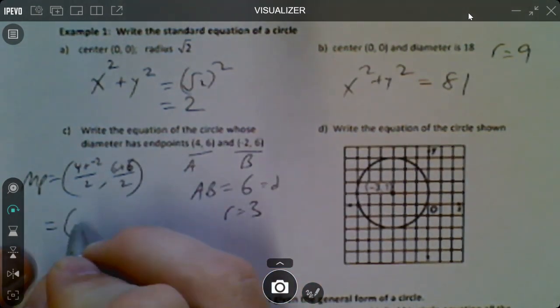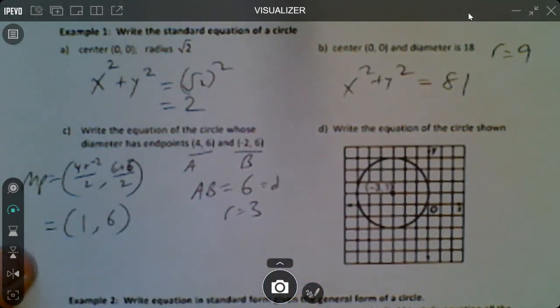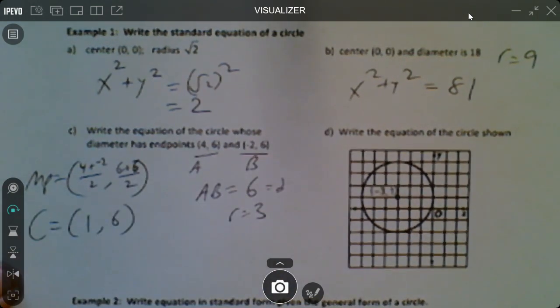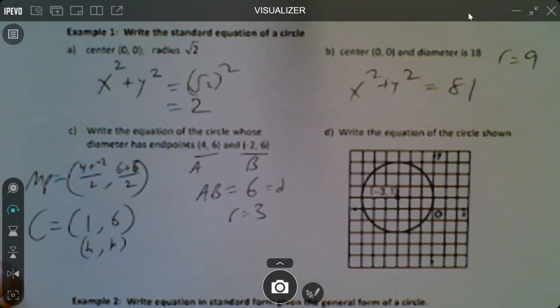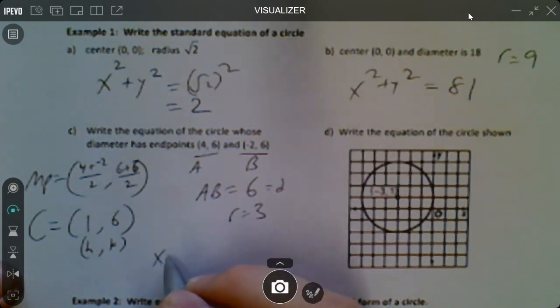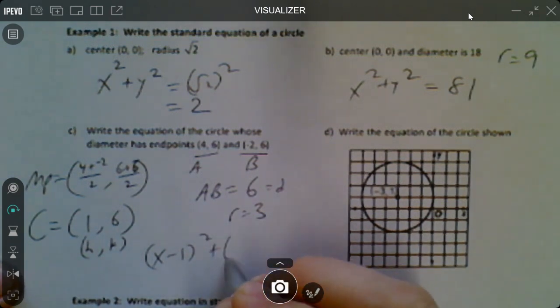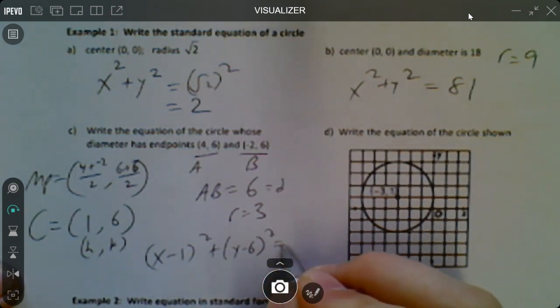And so this becomes 1, 6. So there's our center. That means this is h and this is k, because that's our center point. Now we have h, k, and we have the radius. We can literally just write the equation of the circle. Y minus 6 equals 9.